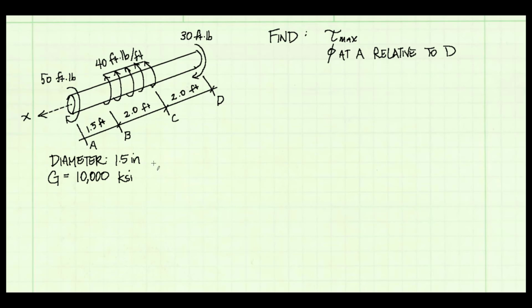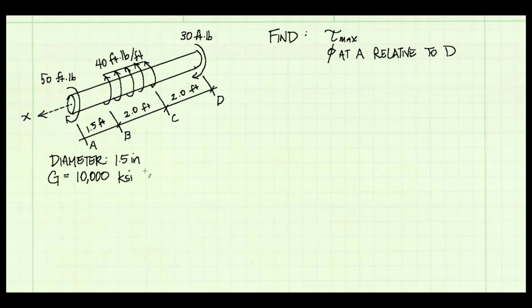The diameter is given as 1.5 inches, and the shear modulus is 10,000 ksi. We want to find the maximum shear stress in the shaft. We also want to find the angle of twist at point A relative to point D. For both maximum shear stress and angle of twist, we need to know what the internal torques are.